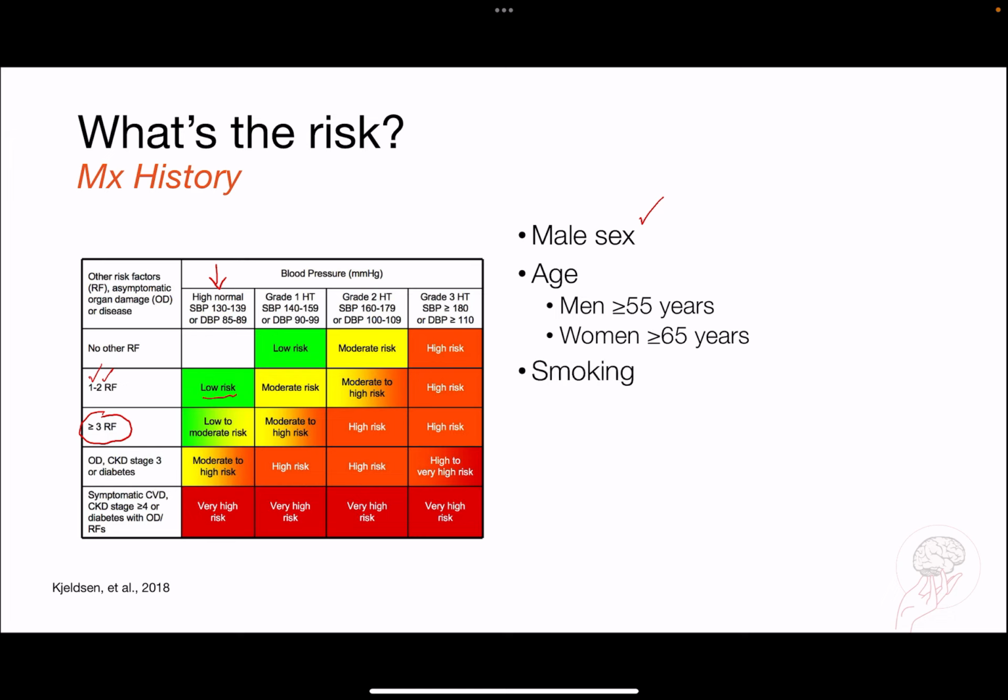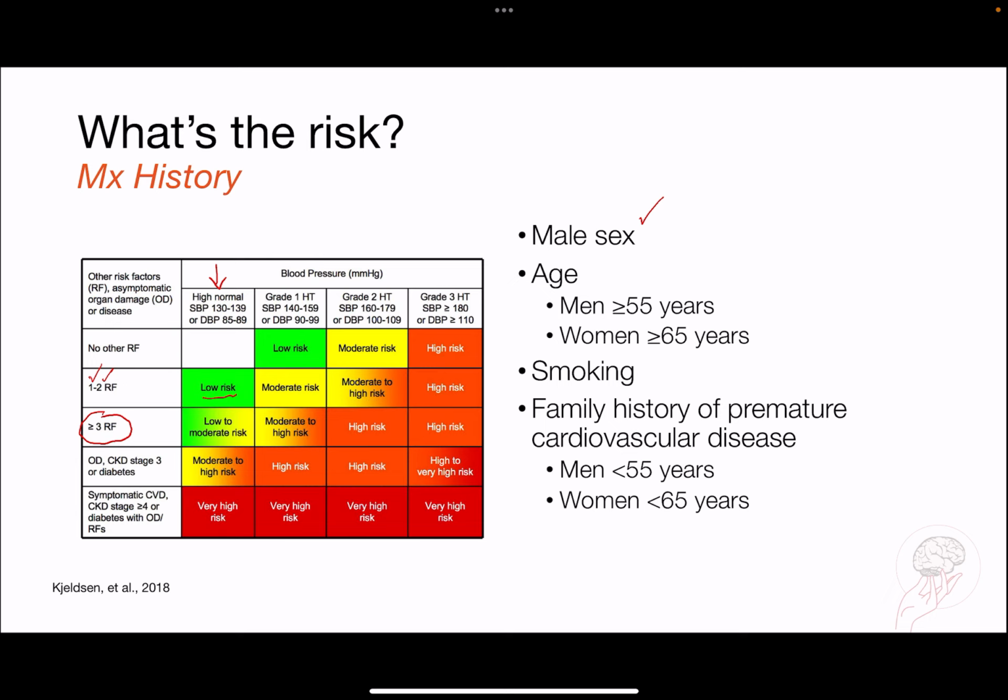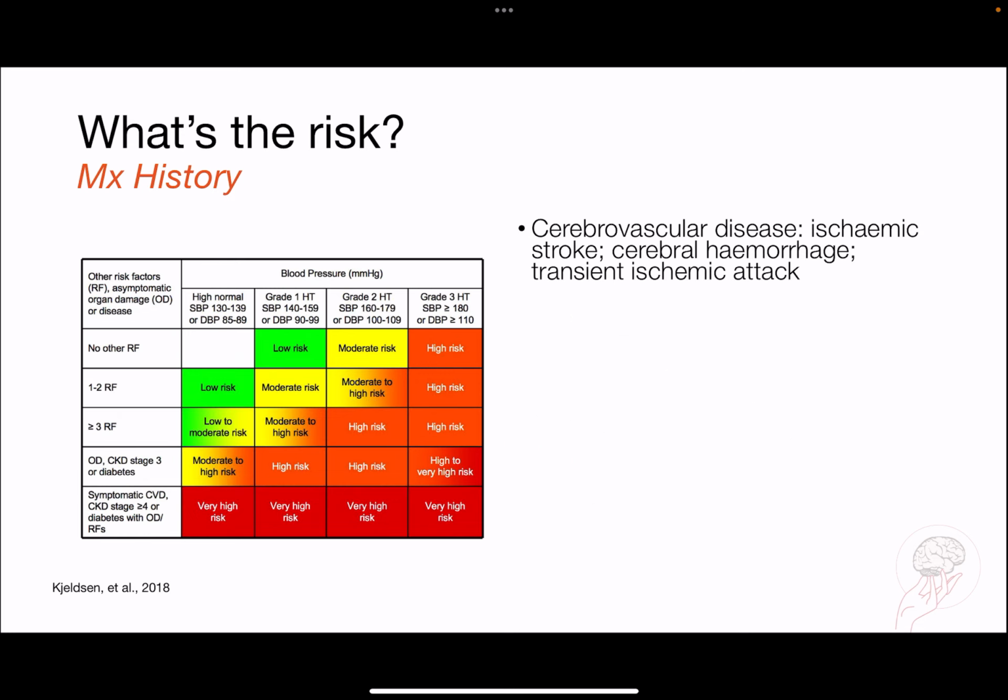Another common risk factor is smoking and a family history of premature cardiovascular disease. And premature means for a man, it's having cardiovascular disease, or a man in your family having cardiovascular disease under 55 years, and for women, 65.